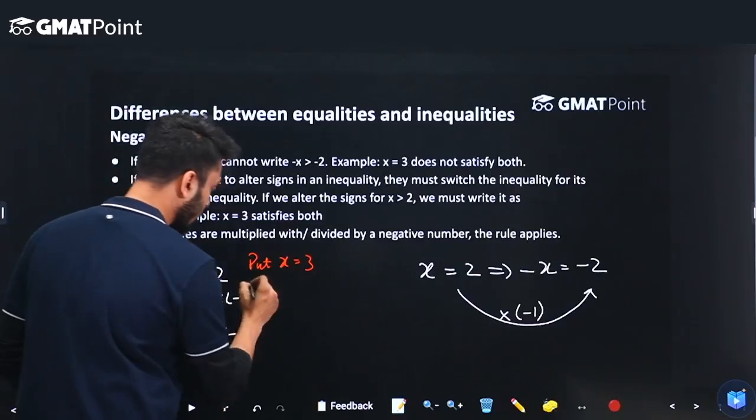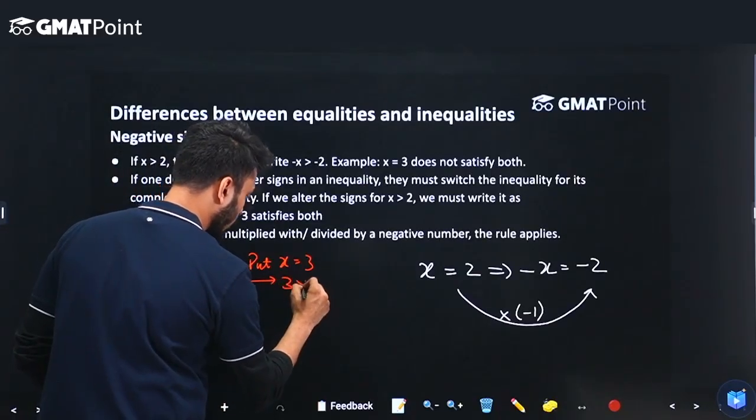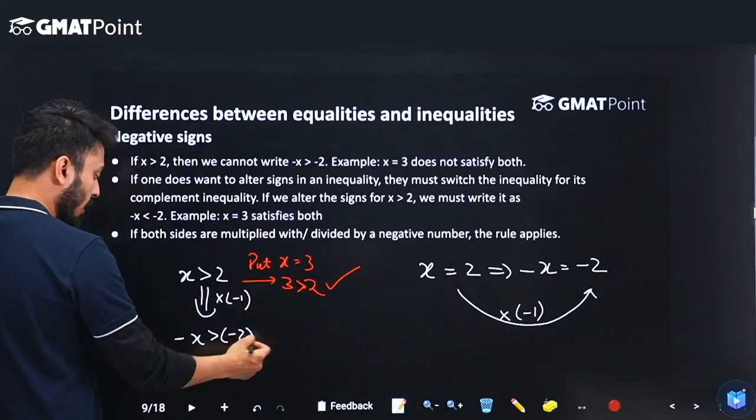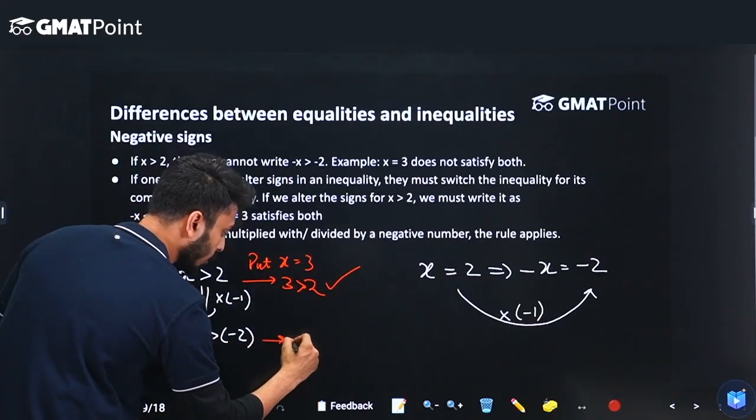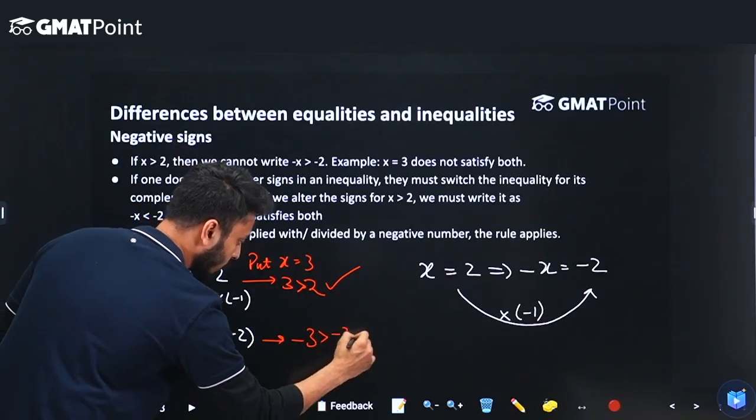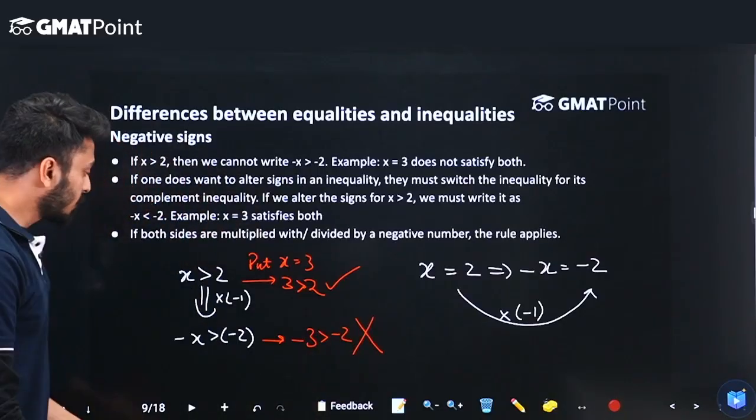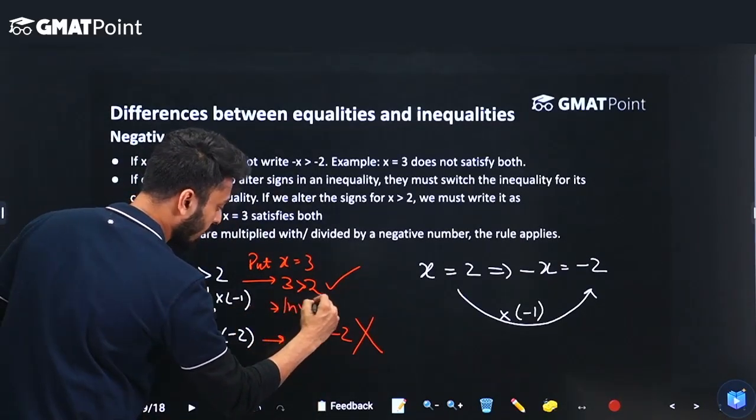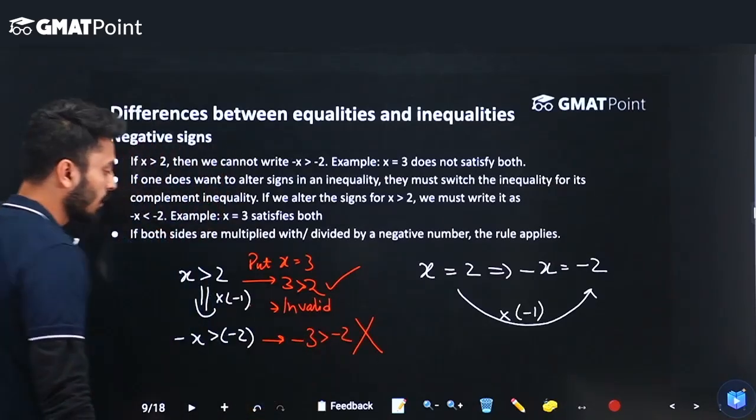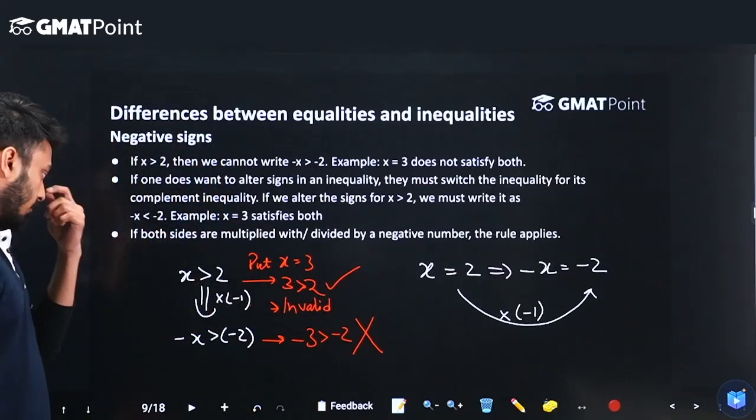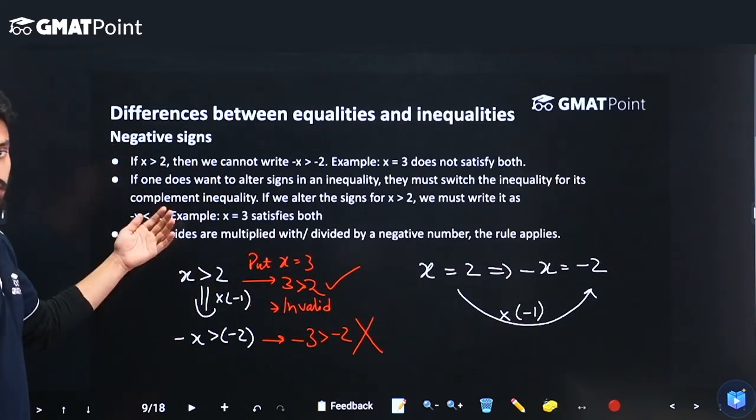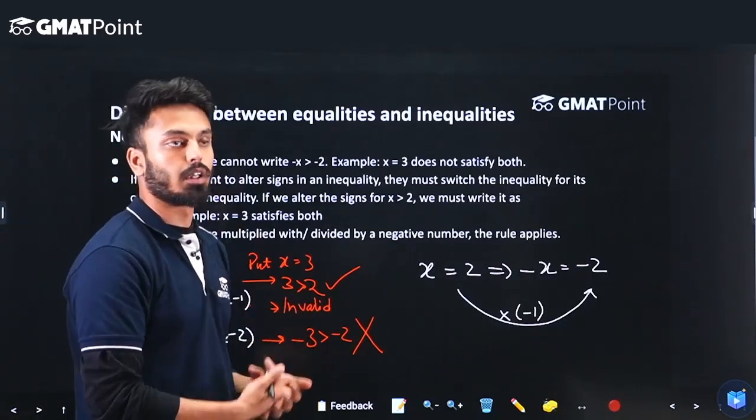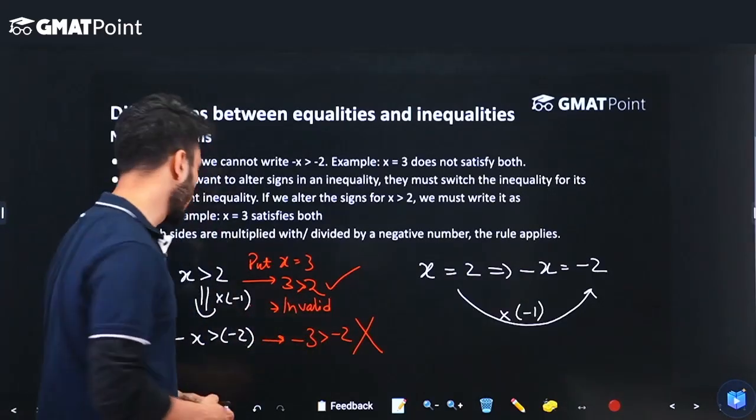So in this case, I have 3 greater than 2, which is valid. This is true, right? In the other one, if I put x equal to 3, I get minus 3 is greater than minus 2, which is not true. This means that my operation over here must have been an invalid operation. So this is proof that you cannot simply multiply the two sides, or you cannot simply alter the signs on the two sides of an inequality the way you can do that for an equation.